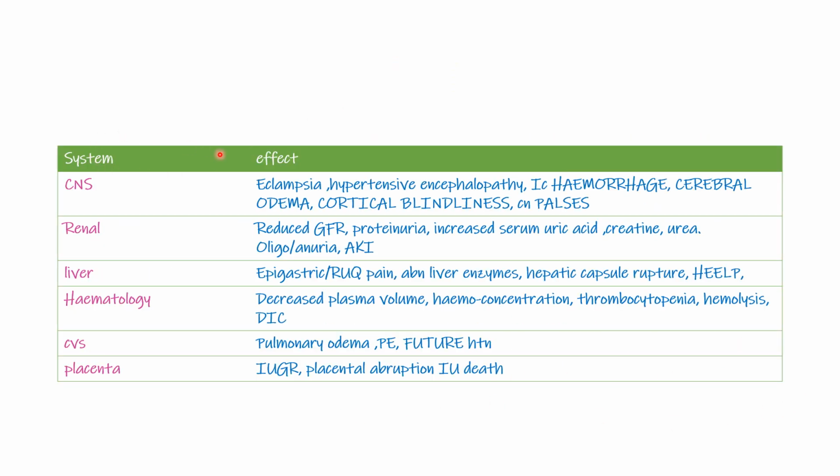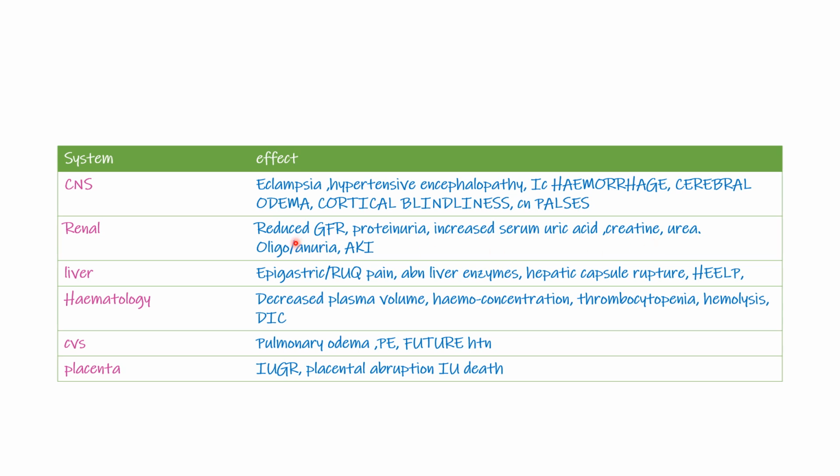So in terms of systems, we have a very good summary that's in this table. So CNS, you're going to have eclampsia. As you see, this is when you have generalized tonic-clonic seizures that are not attributable to any other causes. You can also have hypertensive encephalopathy, intracranial hemorrhage, cerebral edema, cortical blindness, and cranial nerve palsies. In terms of renal, you're going to have reduced GFR, as we talked before, proteinuria, increased serum uric acid, creatinine.